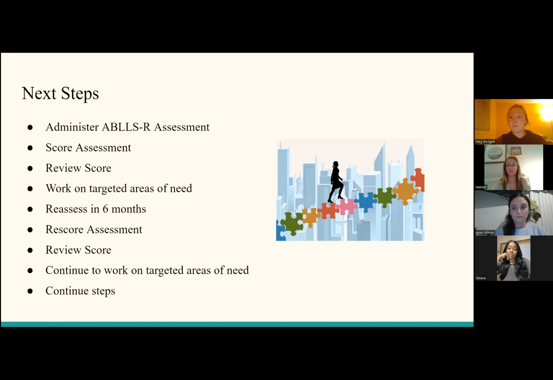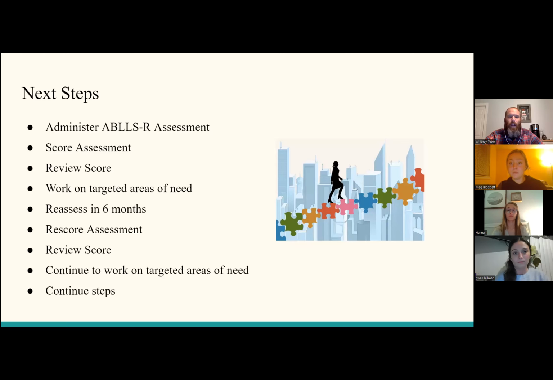So since we chose the ABLES-R assessment, the next steps would be to actually administer the test. After that, you'd want to score the test and review the score. From the review of the score, you would look at what the targeted behaviors that need to be worked on for Johnny and work on those areas of need.